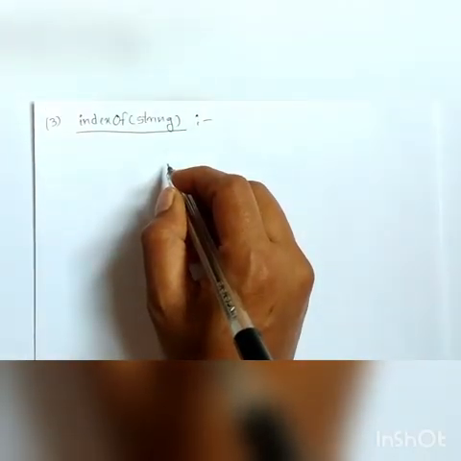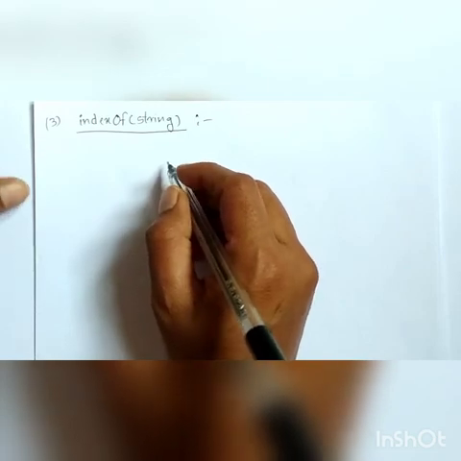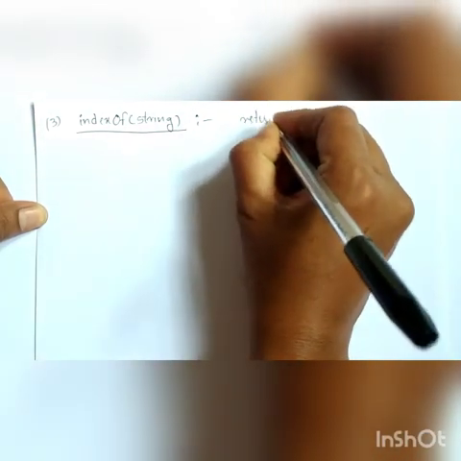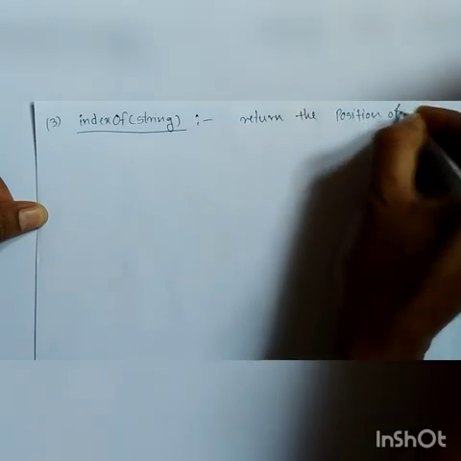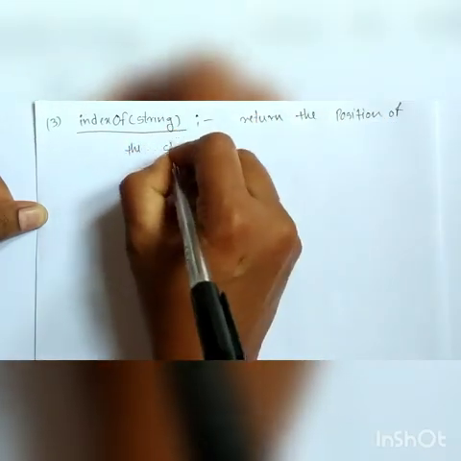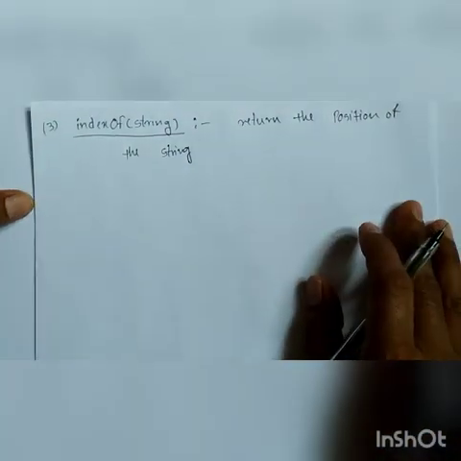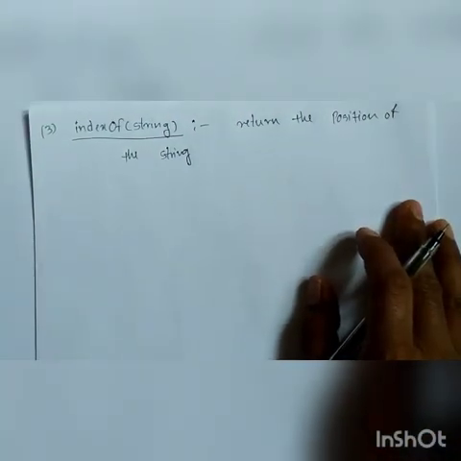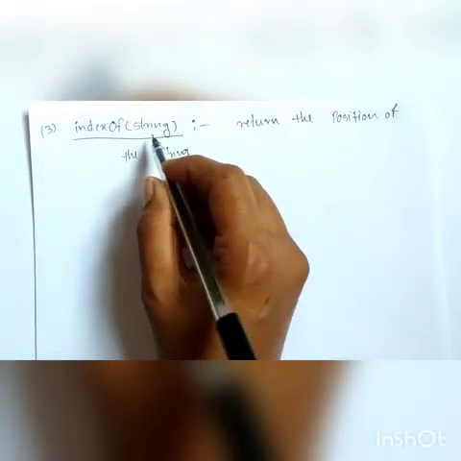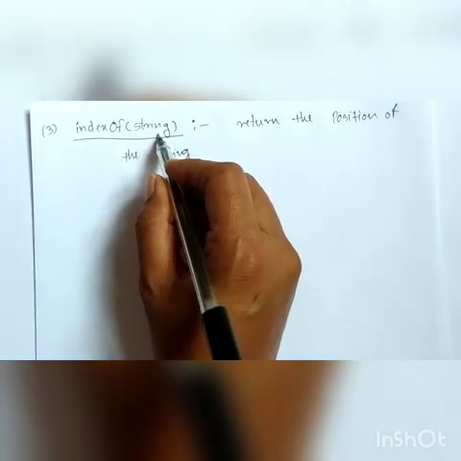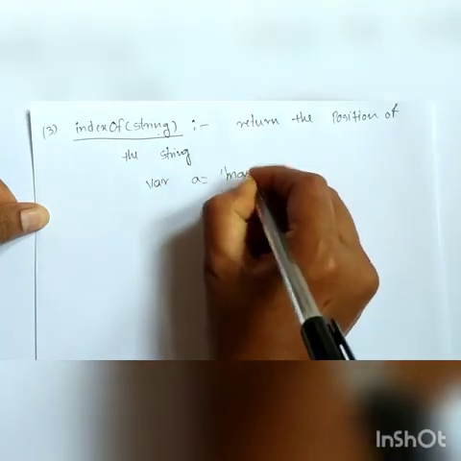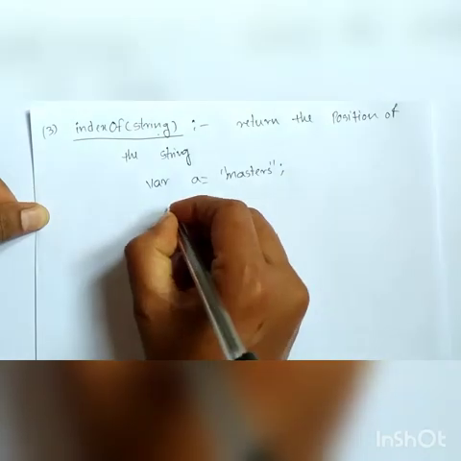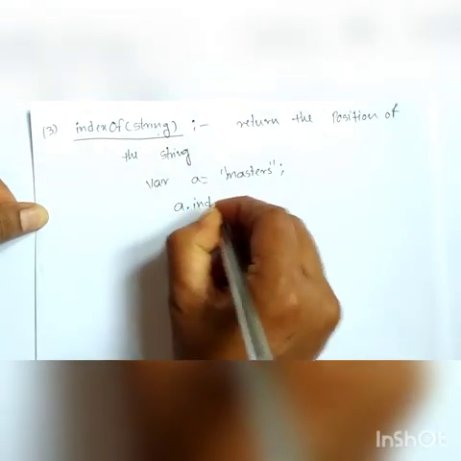The third method is indexOf. The indexOf method is used to return the position of the string. It returns the position of the first occurrence of the string. So that is indexOf. The indexOf method takes one argument, a string. So let us take var A is equal to Masters as an example. Here A is a string. So A dot indexOf.